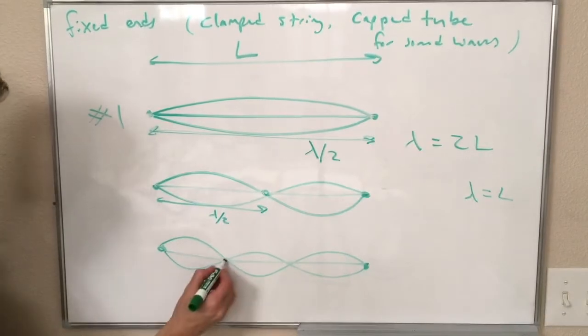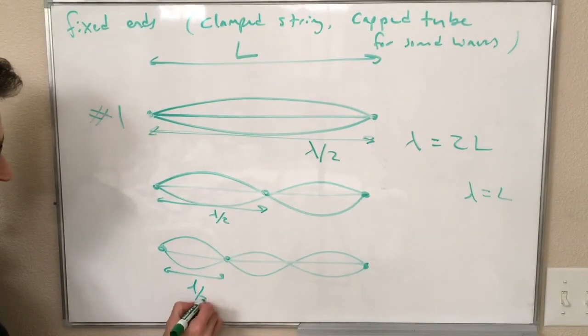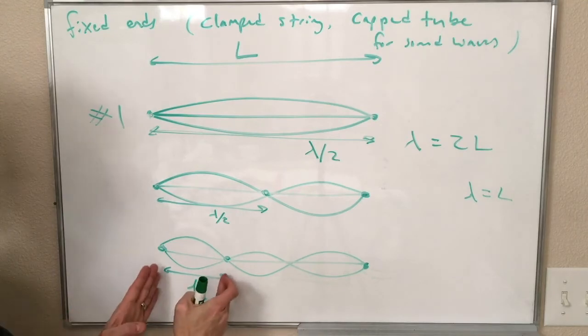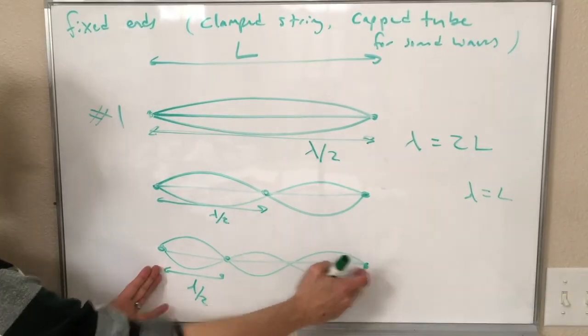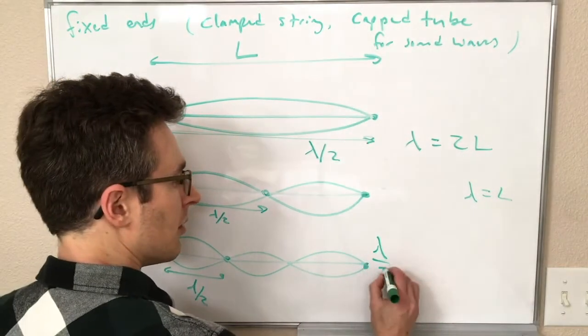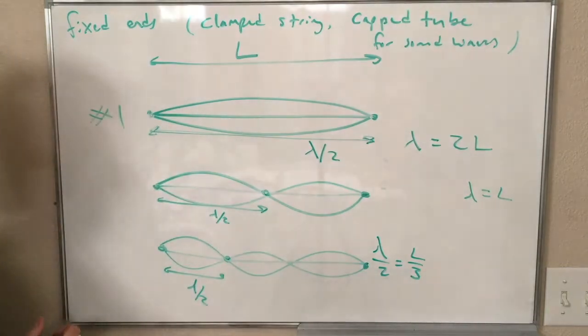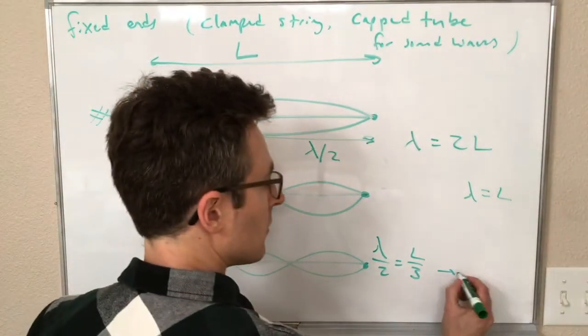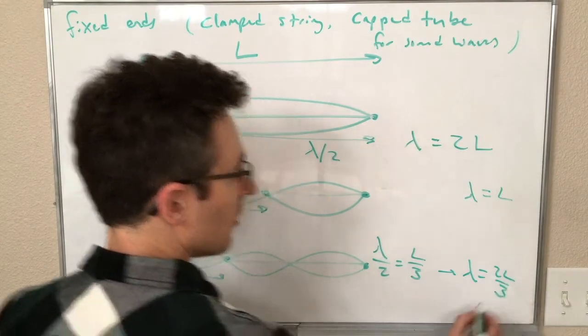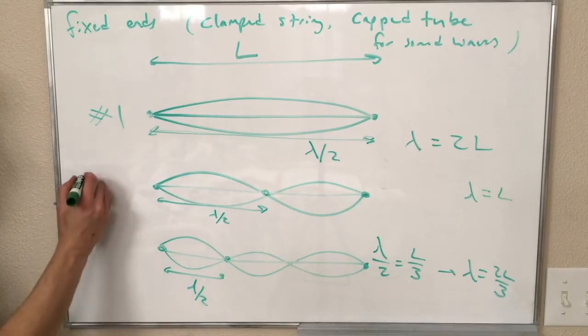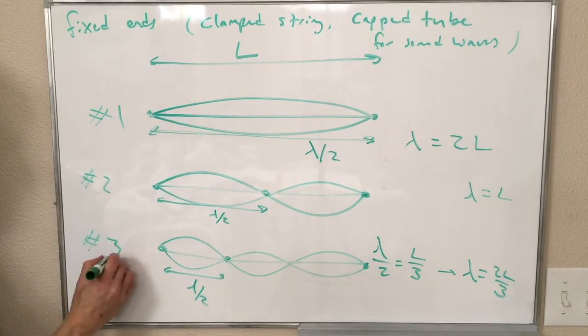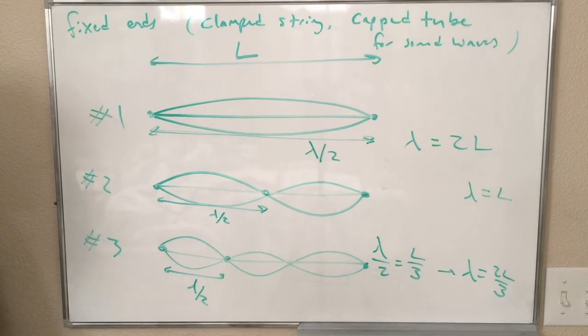Here, between these two nodes, we still have a half wavelength. This is now 1, 2, 3. This is 1/3 of the length of our system. So this is 1/3 of L. Lambda over 2 equals L over 3. And so lambda equals 2L over 3. So we have 3 different values of the wavelength for these 3 possible standing waves. And we could keep drawing beyond this one, but I think this is enough on the board right now.